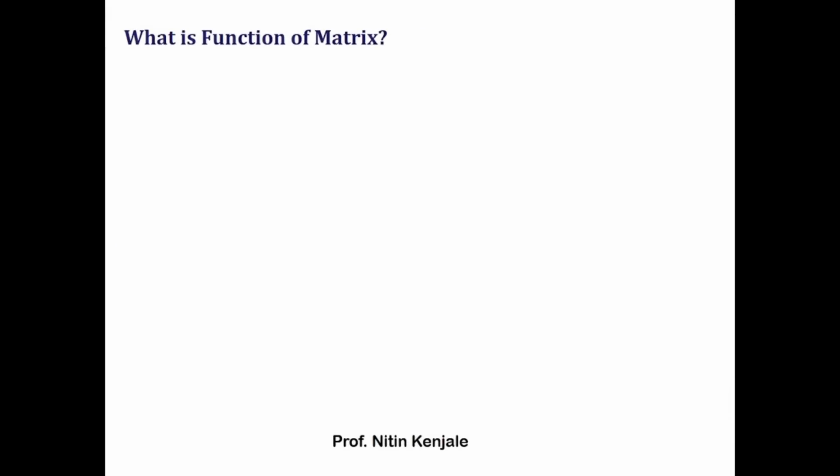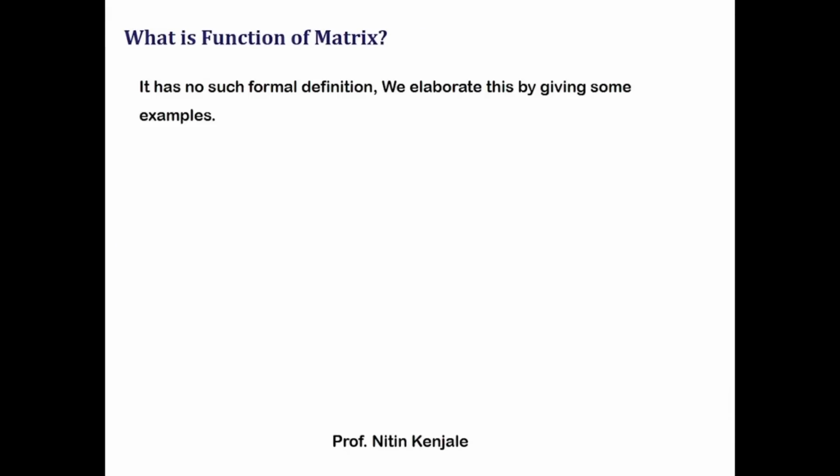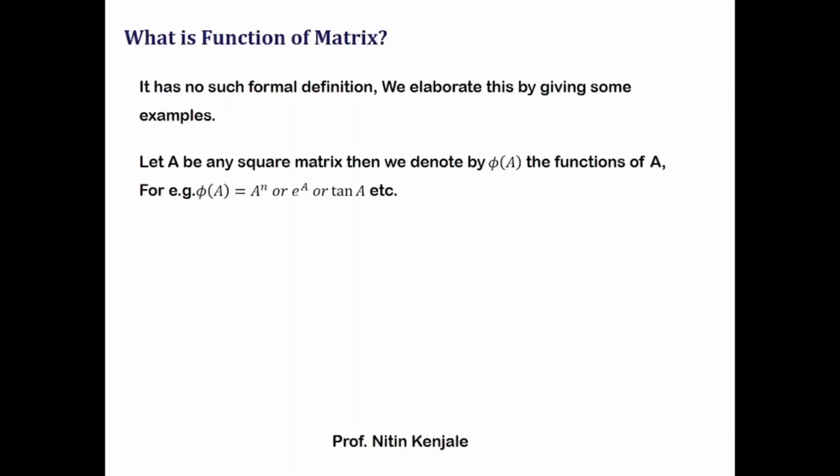There is no such formal definition for function of a matrix, but let us understand it using some examples. If A is any square matrix, then we denote by phi of A the function of matrix A. For example, phi of A could be A raised to n for some natural number n, or e raised to A or tan A, etc. So these are some examples of function of a matrix.